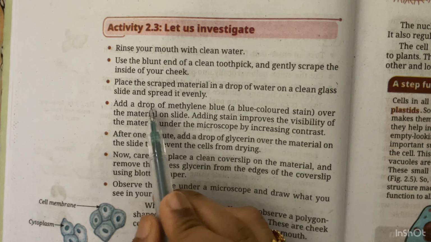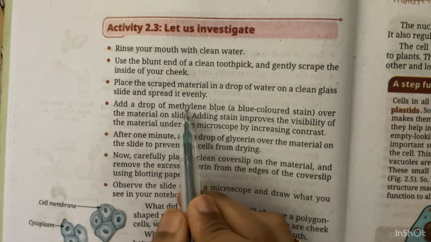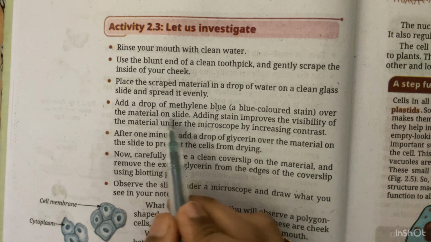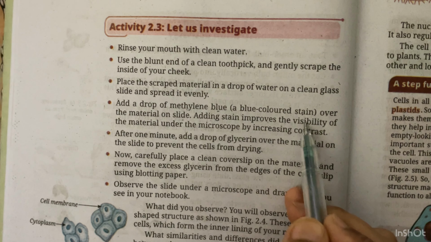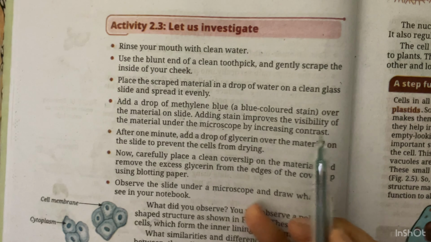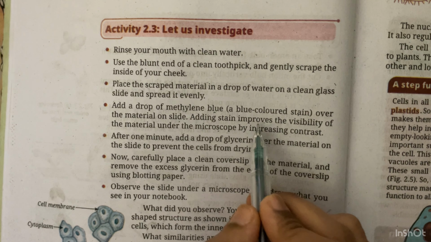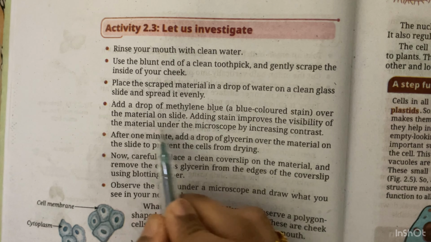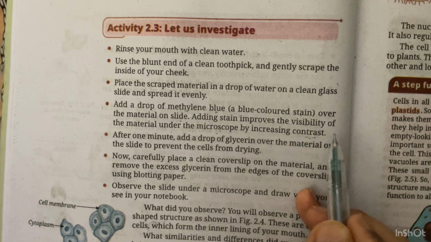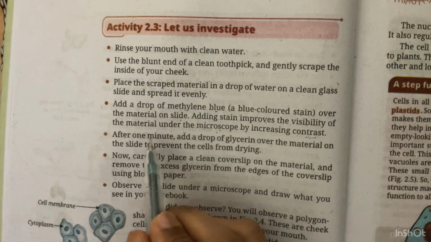Now add a drop of methylene blue. In the onion peel we used a red color; here we are using methylene blue, a blue-colored stain, over the material on the slide. Adding a stain improves the visibility of the material under the microscope by increasing the contrast. So why are we using stains? Because it improves visibility under the microscope by increasing contrast. Very important, they may ask you for 1 mark. After adding the blue color, leave it for 1 minute.